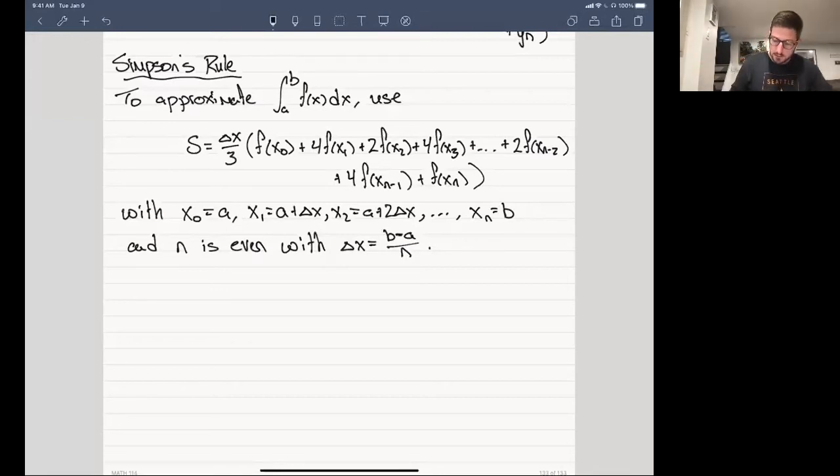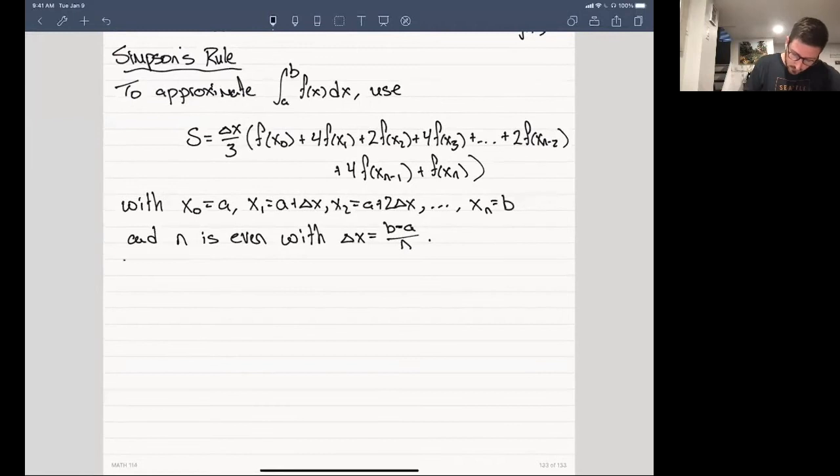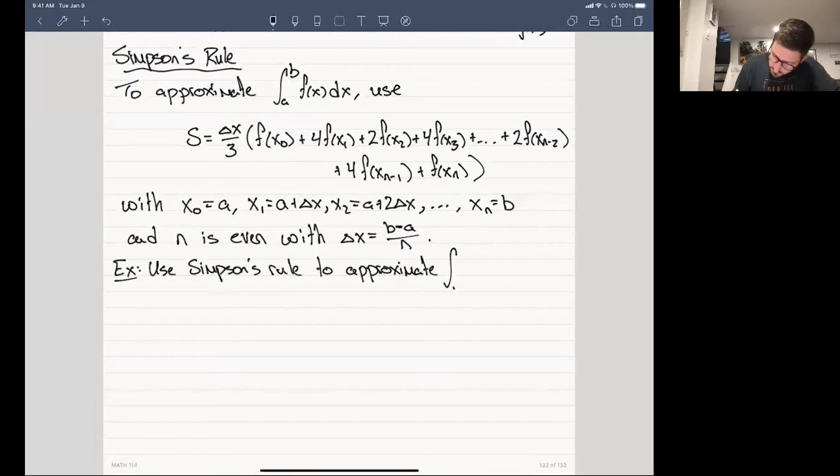So let's do what we did with the trapezoidal rule. Let's do an example. Let's see how we compare to the exact value. So example, use Simpson's rule to approximate the integral from 0 to 2 of 5x to the 4 dx with, let's say, n equal to 4. That's an even number. We can do that. And we want it to be small enough that we can do pencil and paper computations here.